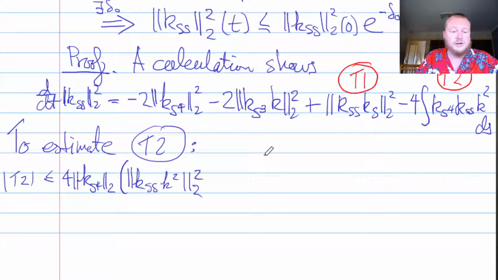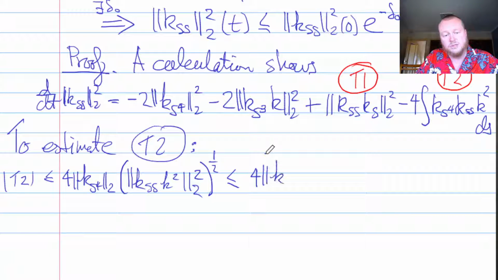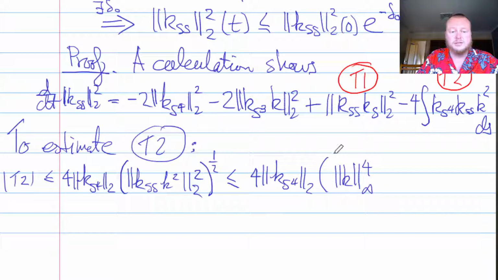Okay, now just for clarity, I've written this as the square root of a square, so you can sort of see what's going on inside here. Now the first thing we do is take out the k squared in L infinity. Now because it's a square of a square, it turns into the fourth power.